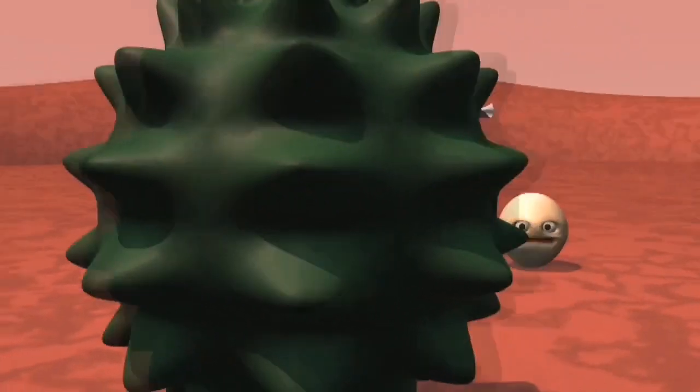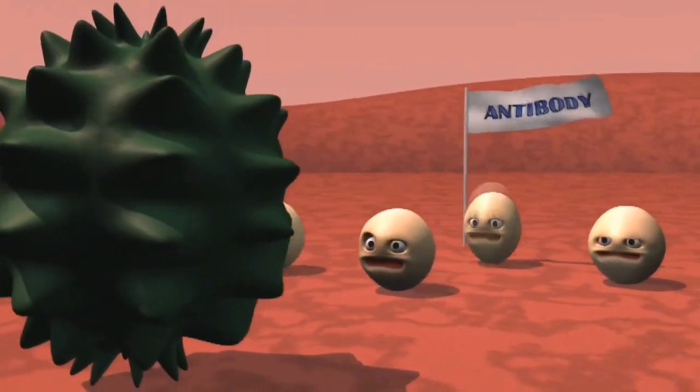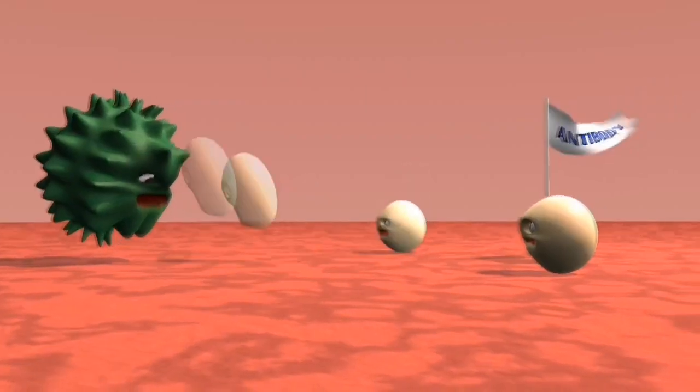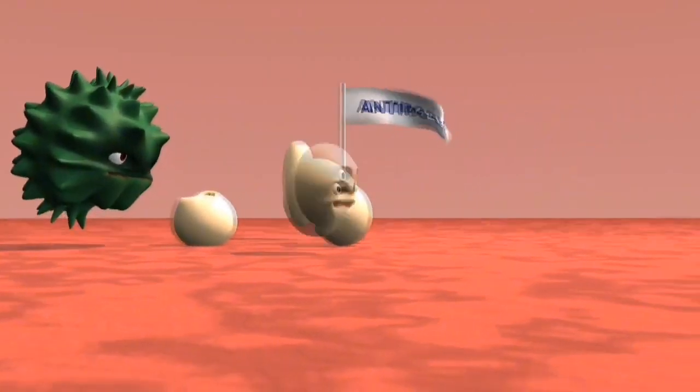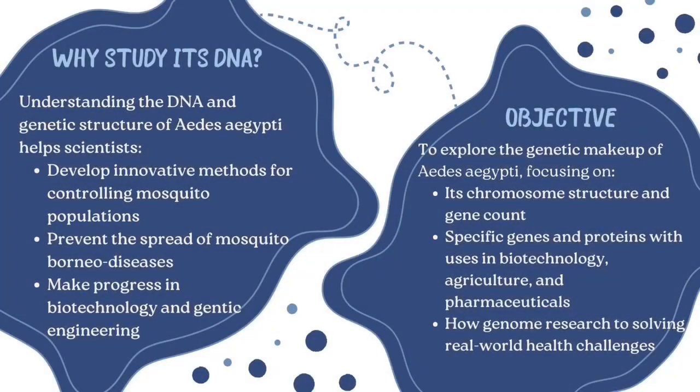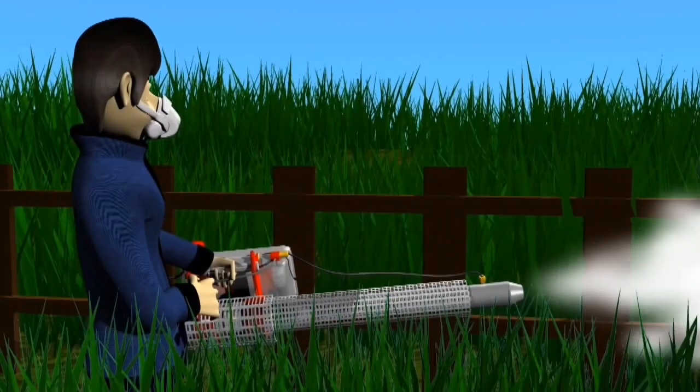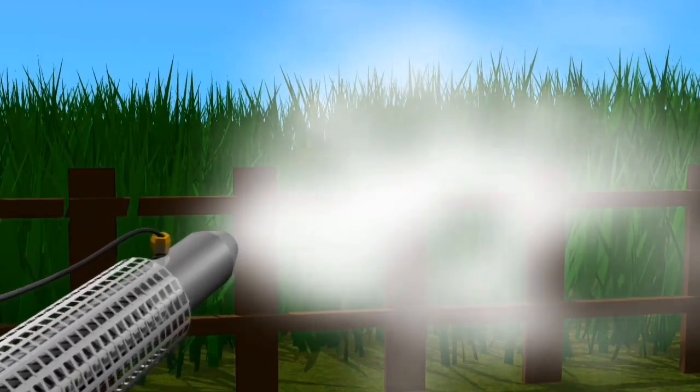Because of its major impact on public health, Aedes aegypti has become a key focus in genetic and molecular biology research. By understanding its DNA and genetic structure, scientists have been able to develop innovative ways to control mosquito populations and help prevent disease outbreaks.